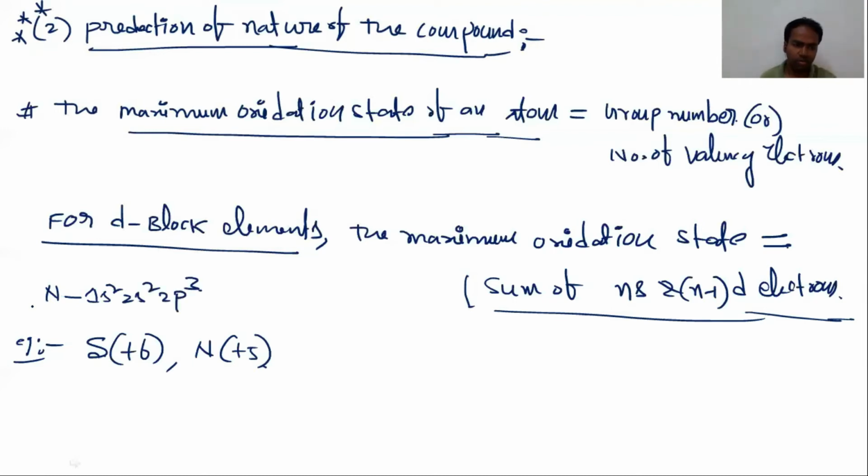Atomic number is 7. So here, in the valency shell, how many electrons are there in total? 2 in the second shell, which is the valency shell. So 2 + 3, total 5. So +5 is the maximum oxidation state possible.